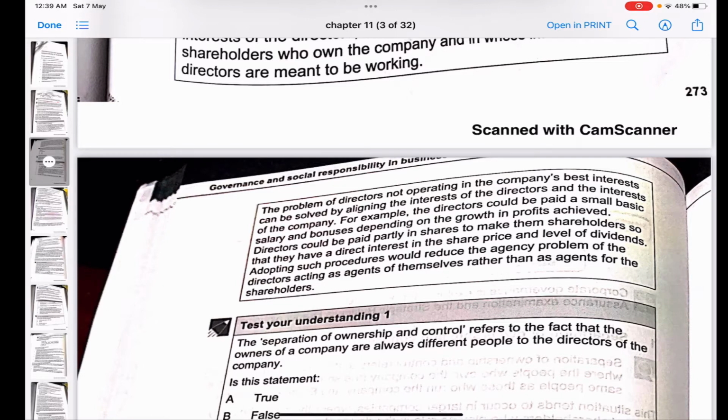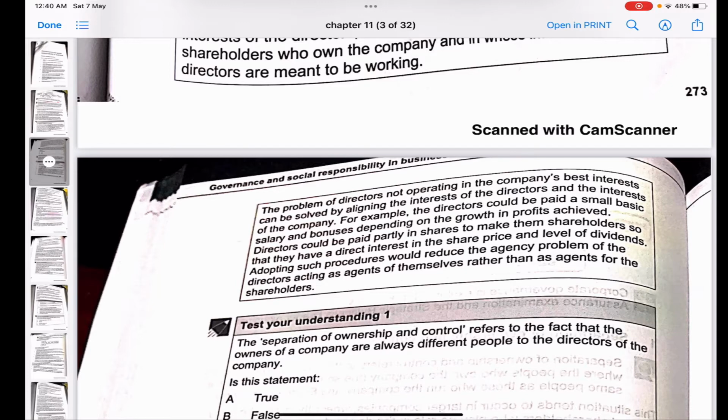The problem of directors not operating in the company's best interests can be solved by aligning the interests of the directors with the interests of the company. For example, the directors could be paid a small basic salary and bonuses depending on the growth and profits achieved. Directors could be paid partly in shares to make them shareholders. When you pay the directors in shares, technically they also become owners of the company. So obviously they will not take any bad or wrong decisions because they own shares of the company, right?